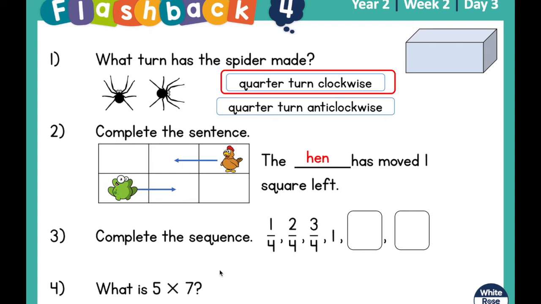Question 3. Complete the sequence. 1 quarter, 2 quarters, 3 quarters, 1, and then of course we've got next 1 and 1 quarter and 1 and 2 quarters. This sequence is going up by 1 quarter each time. And then 5 times 7, this might be one that you know straight away, or you might have had to use a written method to work it out. Your answer is 35. Let's move on and have a look at today's PowerMaths.